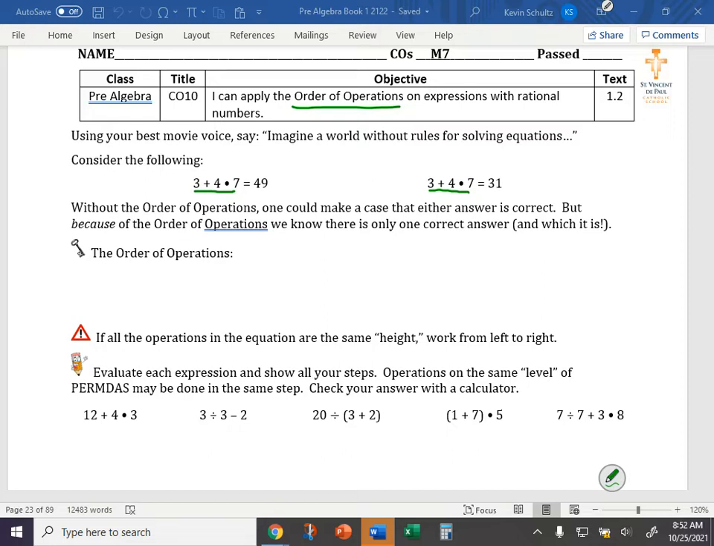We don't want two different answers here to the same equation. That could pose a problem. So the order of operations exists to tell us exactly what we should do first. Someone comes along and says, you should add first. Someone comes along and says, I want to multiply first. The order of operations says you need to do this first. So who knows what the order of operations is?